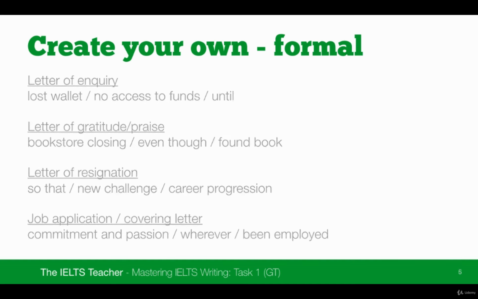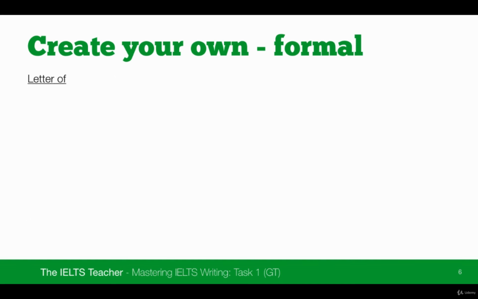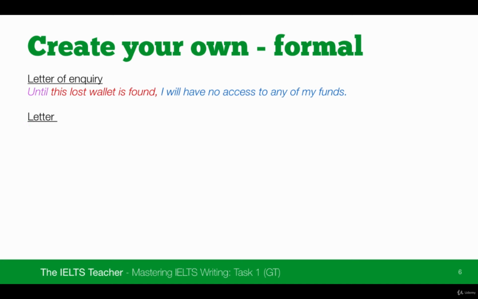Okay, so we'll start with that letter of inquiry again. Until this lost wallet is found, I will have no access to any of my funds. Okay, so notice that the two parts of a complex sentence do not necessarily need to be in the same tense. Here you've got the present and the future. So until this lost wallet is found doesn't make sense on its own. We need the independent clause: I will have no access to any of my funds.